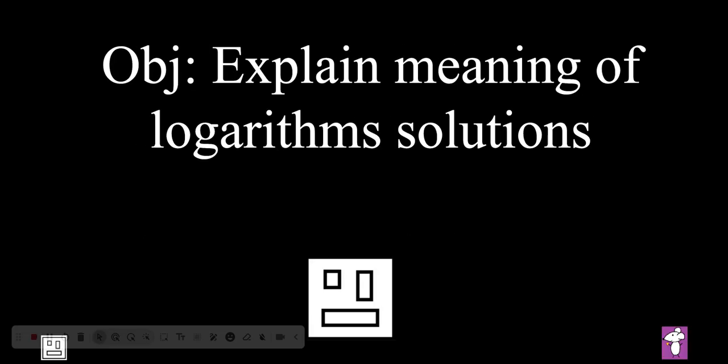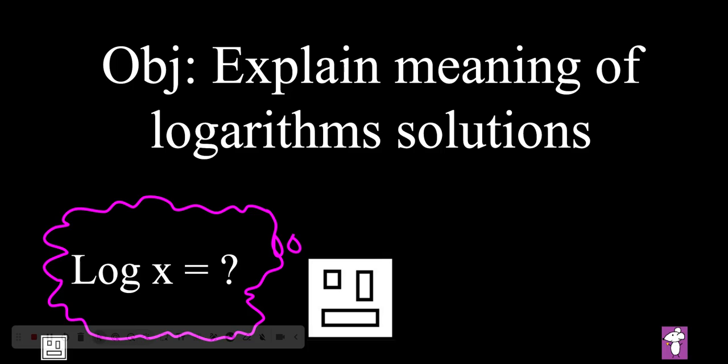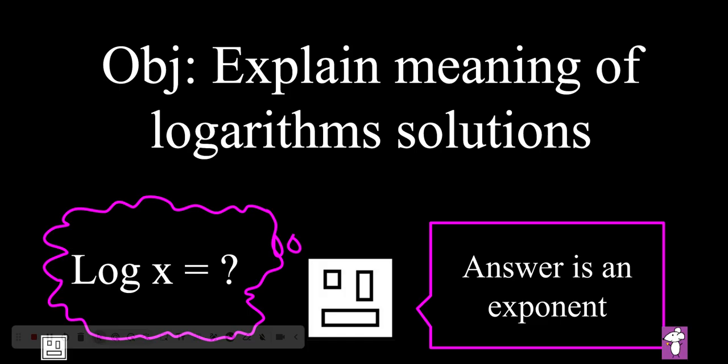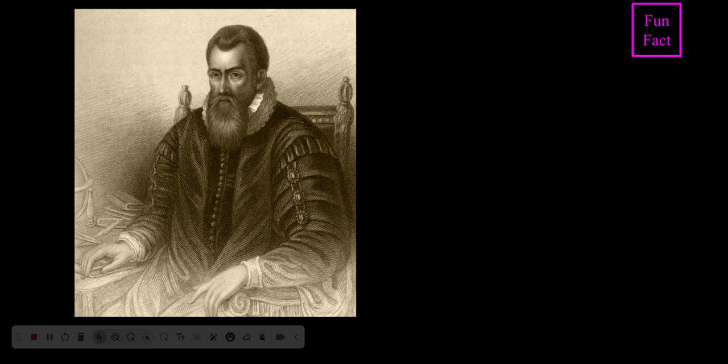Here's our objective. The main thing is that the answer to a logarithm is an exponent of a number. Most commonly, it's going to be 10 or Euler's number, or e. John Napier, a Scottish mathematician, invented logs in the late 16th, early 17th centuries, and logarithm means ratio number.